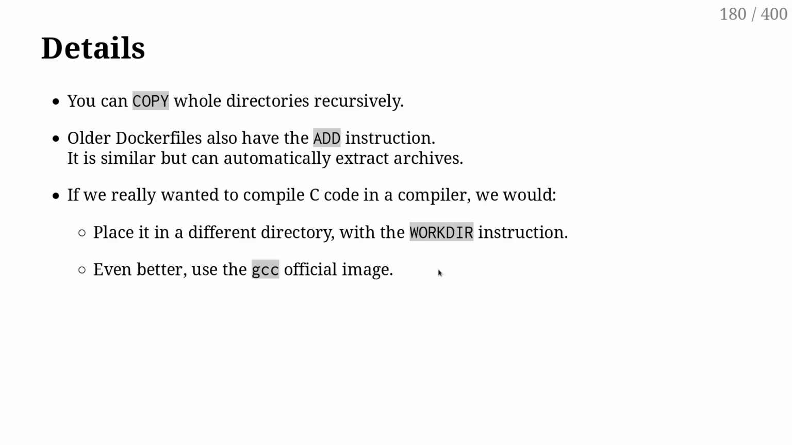You can copy stuff recursively if you want. So if you have a bunch of files, you don't have to copy each of them one by one. That's why very often you will see something like copy dot slash src, which means just copy my entire Git repo in slash src and do it. If we were doing a real Hello World program, we would probably not put the source in the root directory, because now in my container I have /hello.c and /hello.